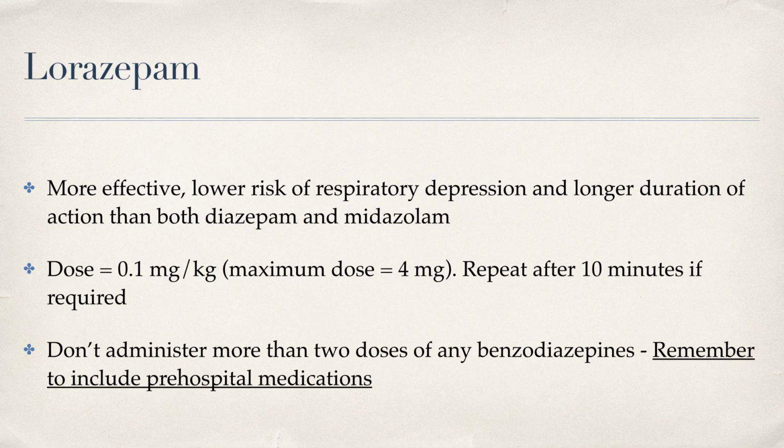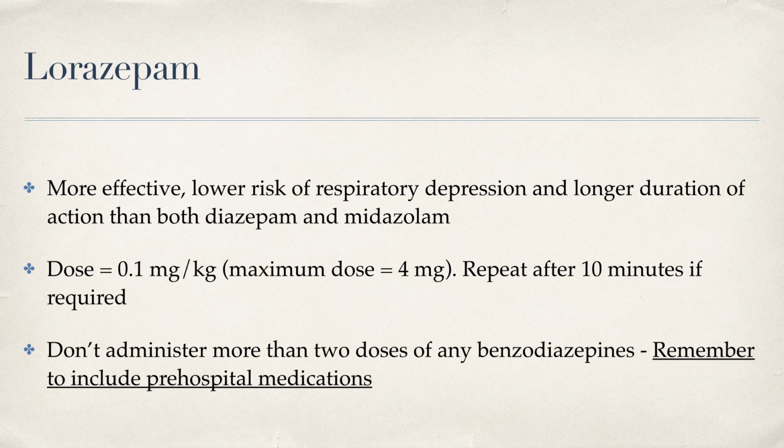So the normal dose is 0.1 milligrams per kilogram, up to a maximum of 4 milligrams. And this dose can be repeated after 10 minutes if the seizure is still ongoing, provided no more than 2 doses of any benzodiazepine are given. And it's important that you include the pre-hospital medications when making that assessment.